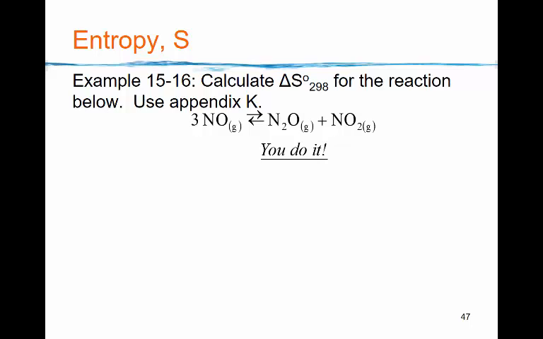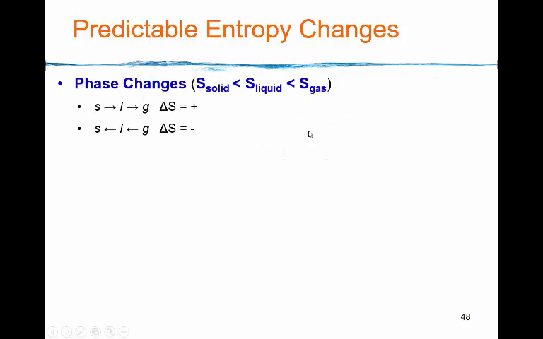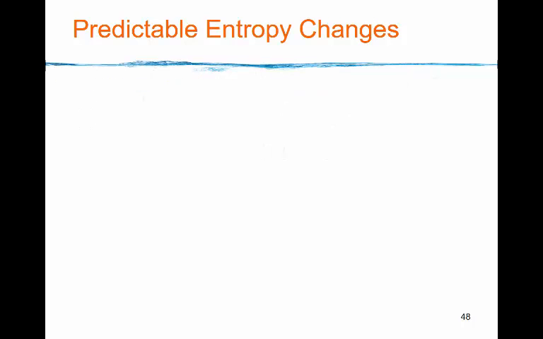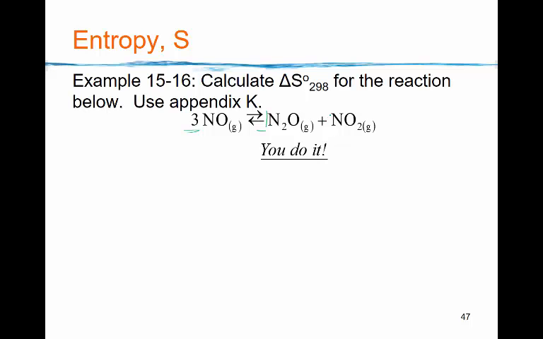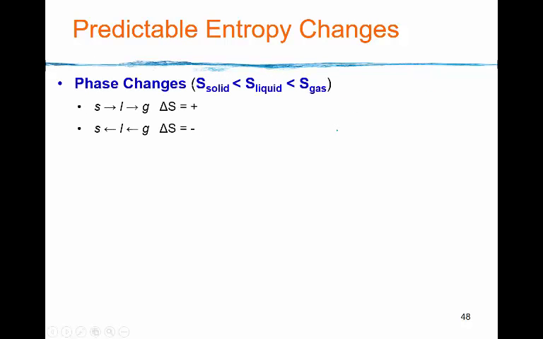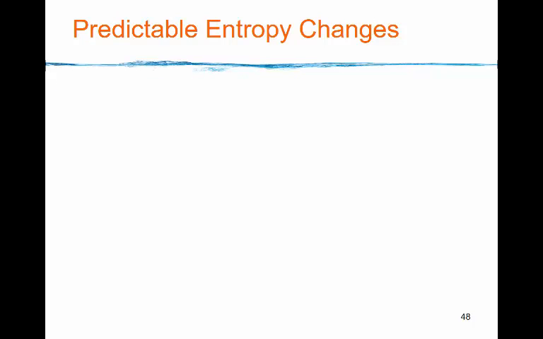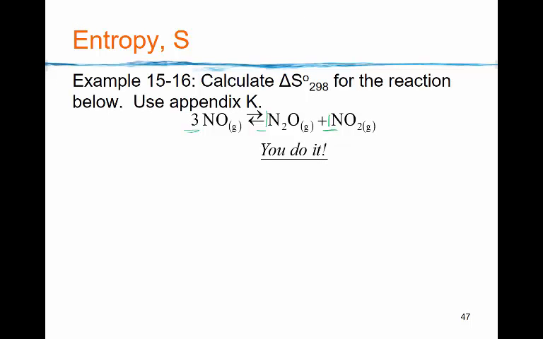Okay, so the next question is calculate the delta S at 298, the standard molar entropy for the reaction of this. Okay, so we've got 3 moles of NO, 1 mole of N2O. Oh, don't do that. It's going crazy on me. Sorry. And then 1 mole of this. All right, I will win, so don't worry. So this time we have 3 moles, 1 mole, 1 mole. Again, if you hadn't figured this out, these are all gases.